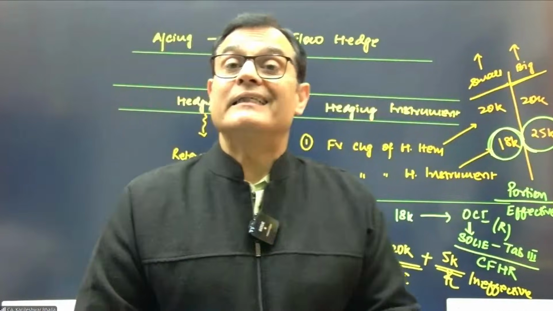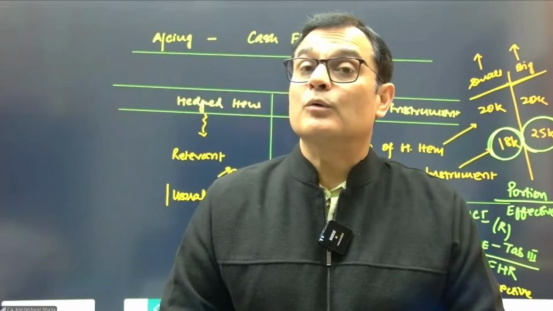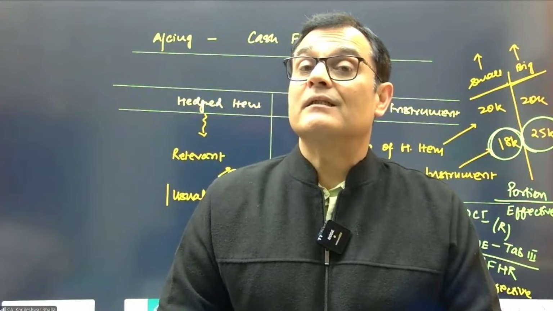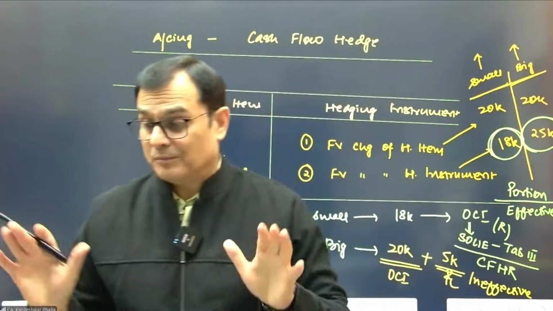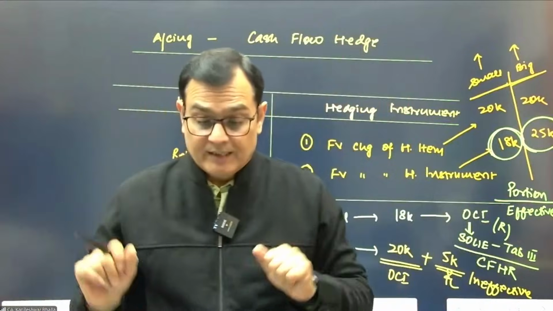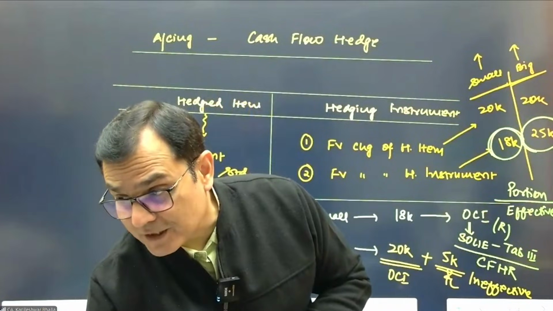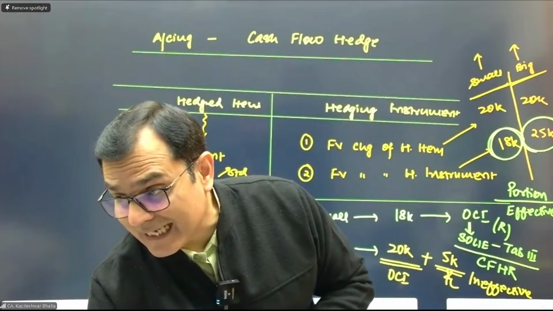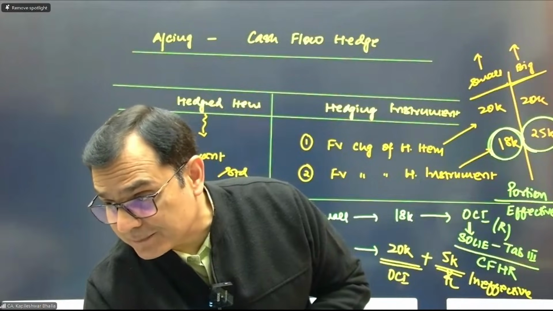Bigger umbrella, the excess umbrella is not allowed. So you're going to take that excess in the profit and loss. Clear with the position? Okay, so I think this takes care of the accounting treatment as far as a cash flow hedge is concerned.